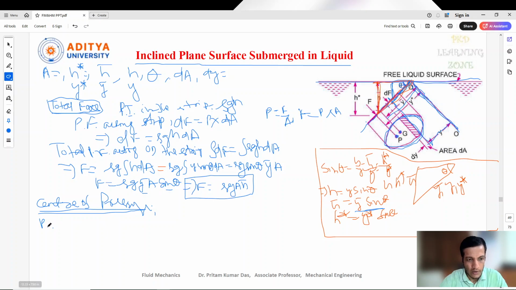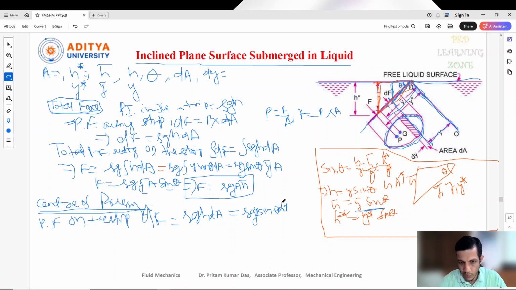Okay, the pressure force on the strip we have already calculated. We can write dF equal to, as we already got here, rho g h dA. The h value we can write as y sin theta, so also we have written there rho g y sin theta into dA. So this is the pressure force which is acting.